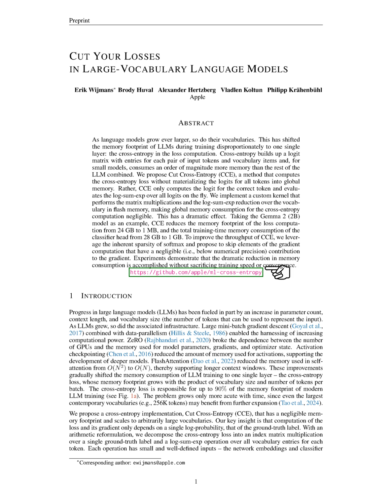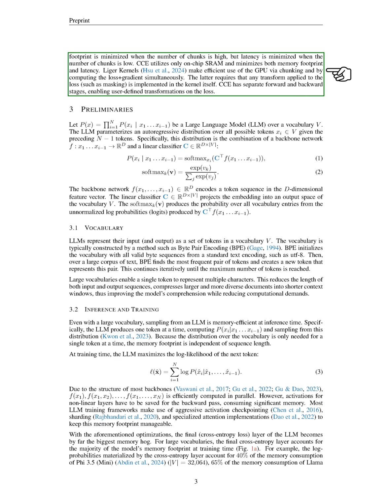Recent implementations have used chunking to lower memory usage in the cross-entropy layer, but this comes with trade-offs between memory footprint and latency. CCE aims to minimize both by relying solely on on-chip SRAM. Liger kernels efficiently use the GPU through chunking and simultaneous computation of loss and gradient, but CCE allows for user-defined transformations on the loss with separate forward and backward stages.